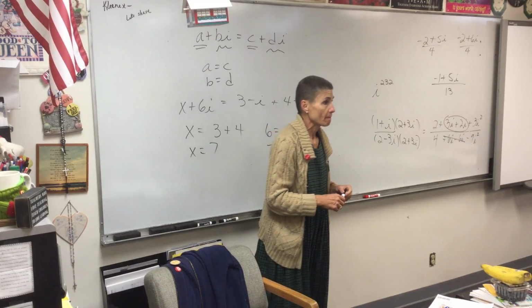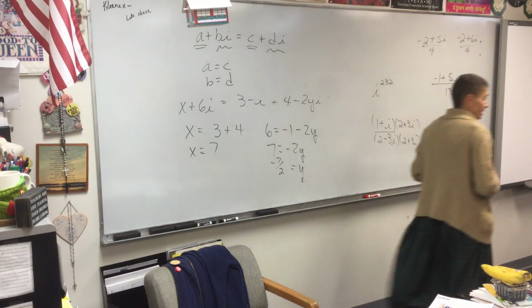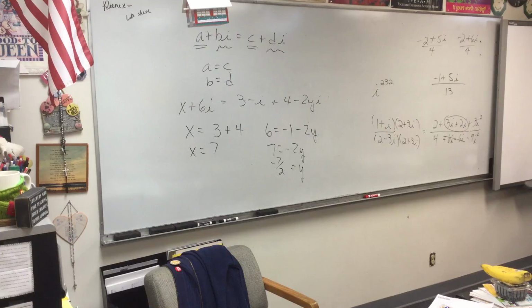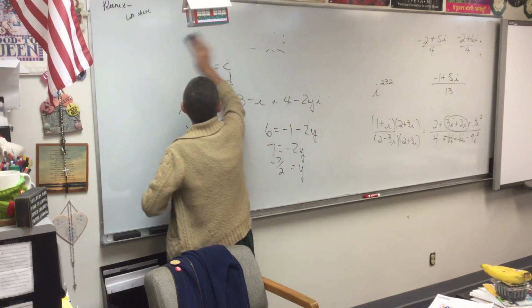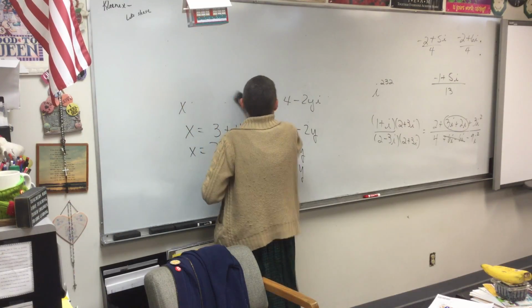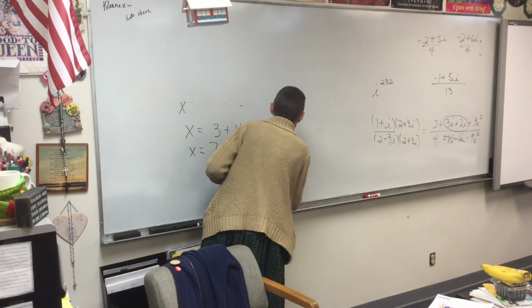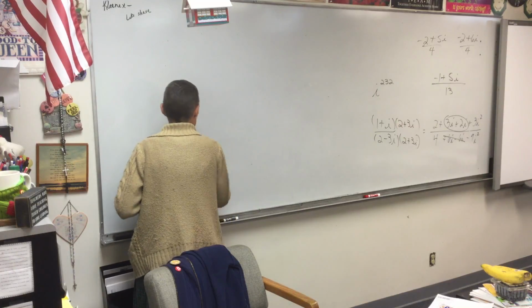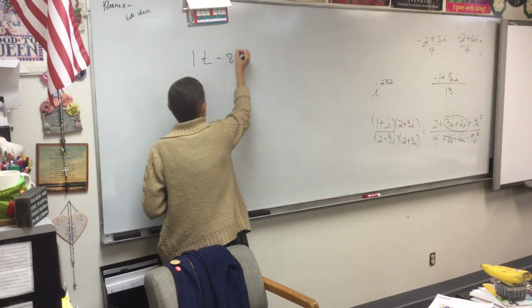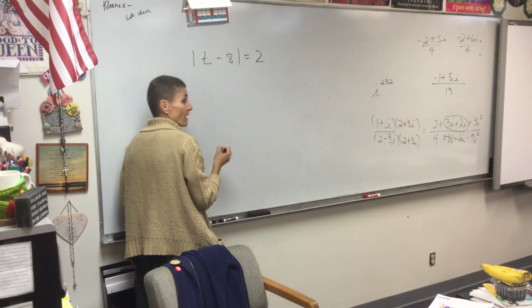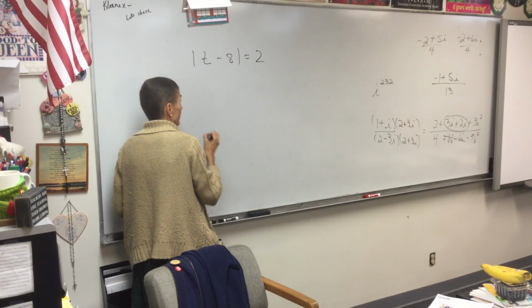Can we do number 39 on P5? P5, it's 39. Solve it graphically. |t - 8| = 2. All right, now, let's first of all solve it not graphically, because we need to know how to do that too. We're going to solve that without our calculator.